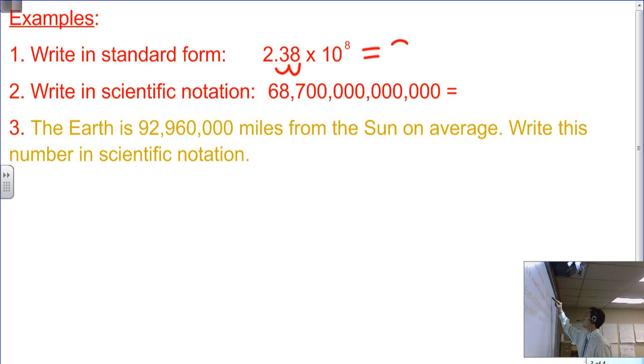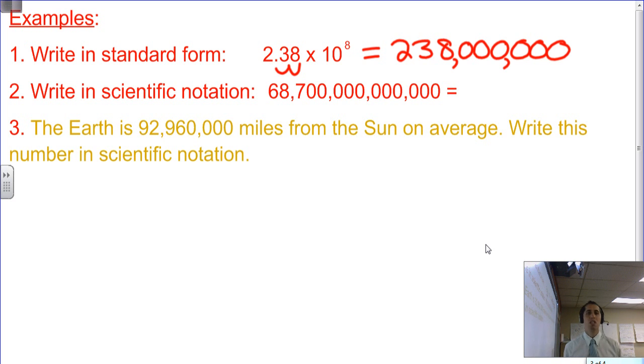I know that it'll move twice. To write this in standard form, it'll start with the 2, a 3, and an 8. I've already moved it twice. I need to move it those 6 other times. We'll need placeholder zeros, and my commas just so it's easier to know the place values. So 2 and 38/100ths times 10 to the 8th power is actually the same as 238 million. That's just a little different way to write it.